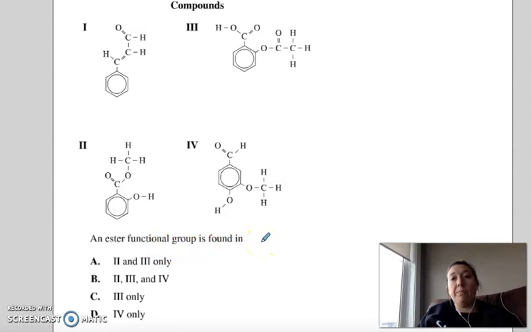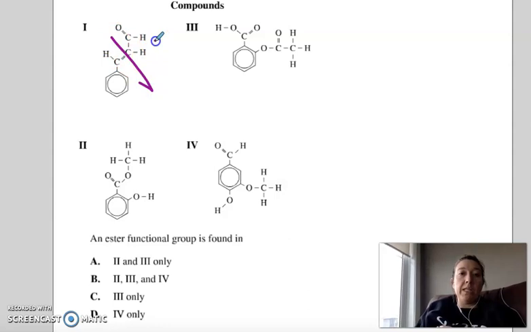We need to think about what makes something an ester. Well, something is an ester if it has a C double bond O to another C. This one has a C double bond O, but there's no other O attached to it going somewhere. So number 1 is out. We look at number 2. Here's our C double bond O, and there's an O going to another C. So that one has what we're looking for.